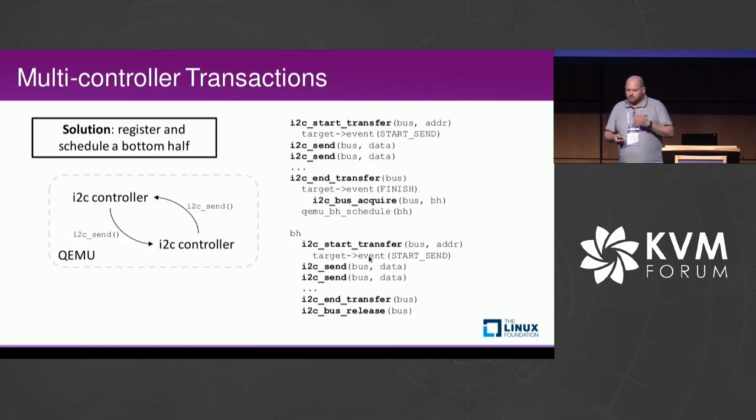So the solution here is that upon the end transfer and getting the finish, the stop condition event, the target device will try to acquire the bus, and it does so by registering a bottom half on the bus. And at some point, the I2C core code will schedule that bottom half, and then the target can start the transfer and send the data back, and you end up in a situation like this where you basically have two controllers sending data to each other.